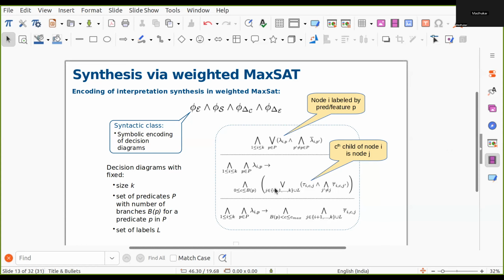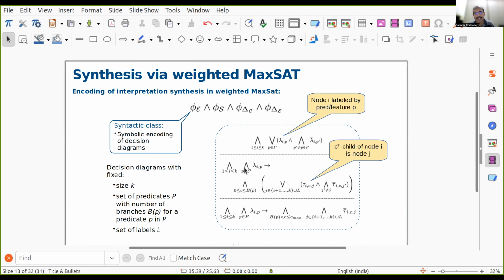Yeah, I do not know why these formulas just didn't show up. So this first formula says I'm using a Boolean variable lambda IP, which is there are k nodes in the decision diagram, if node I is labeled by the predicate or feature P, right? So there's a finite set of predicates, finite set of nodes. So I'm sort of using this variable to denote if the node I is labeled by the predicate P. And all this is saying is that for each node, it can be labeled by only one predicate. Once it's labeled by one, it cannot be labeled by the others, right?